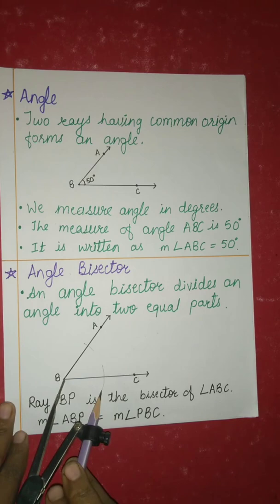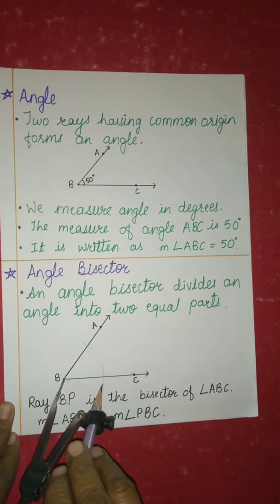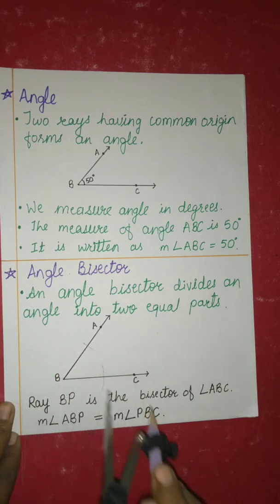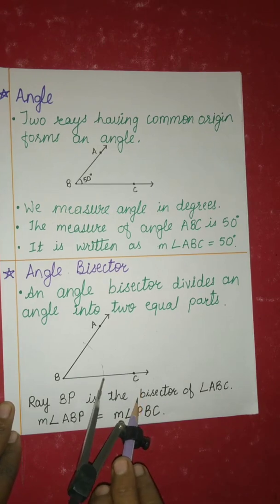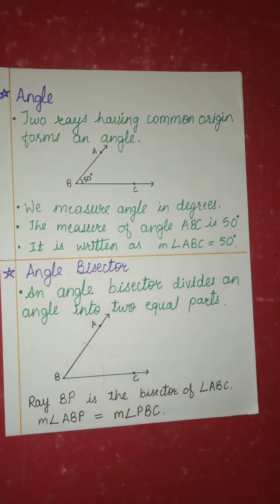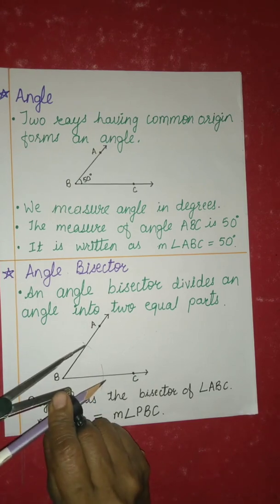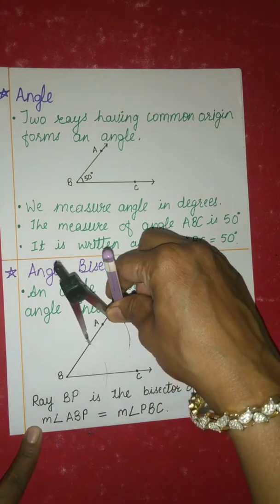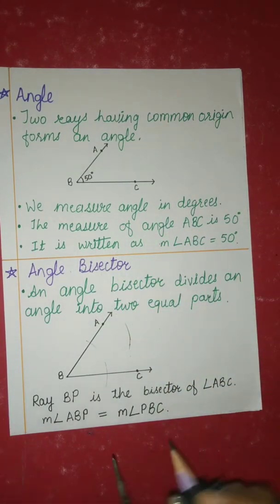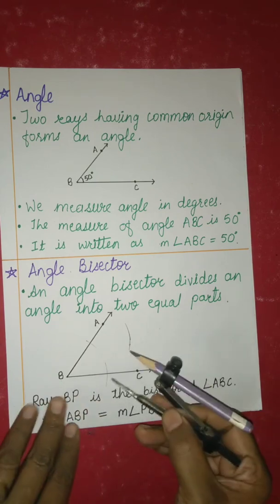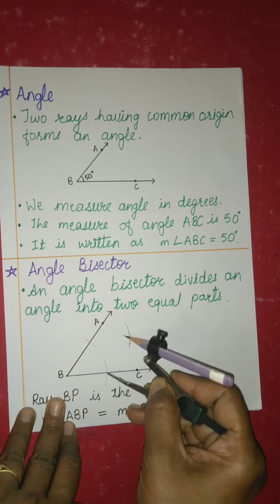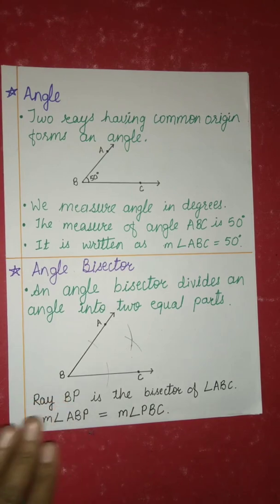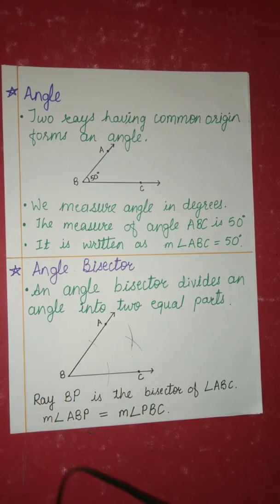What we did here, again I am repeating, considering B as the center, we give arcs on the arms of the angle. Now we got two intersecting points. Again we will put the needle end on one intersecting point and give an arc like this. Then without changing the measure, put the needle end on another intersecting point and give an arc like this. Here you will get intersecting arcs, a point of intersection.